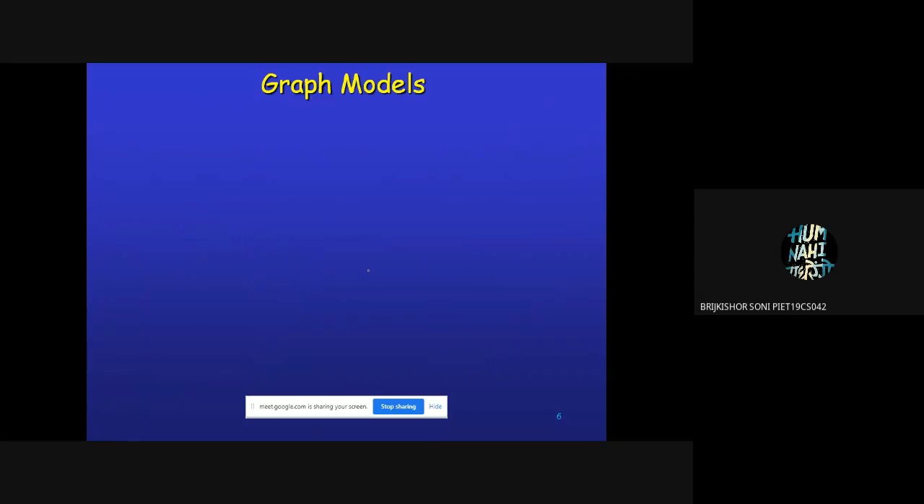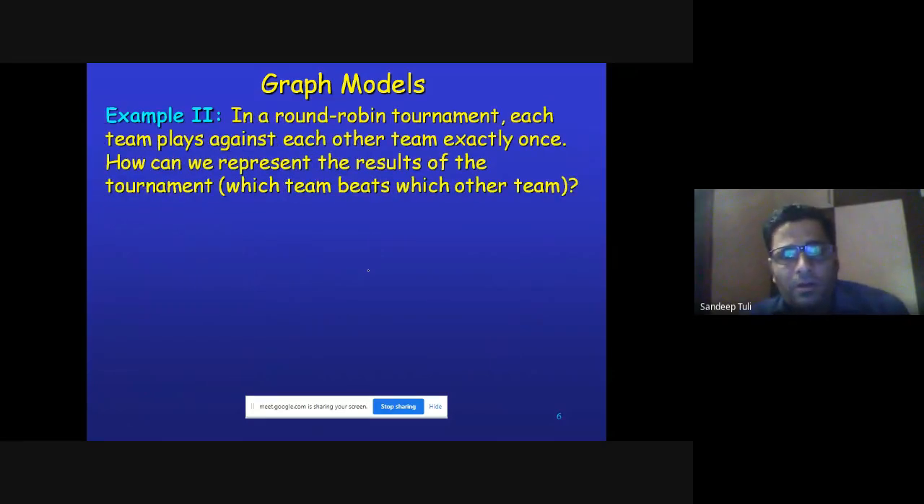Now in a round robin tournament, where each team plays against each other team exactly once, how can we represent the results of the tournament? It could be like the World Cup, in which not all the teams play against every team. Suppose there are 4 teams, so one team will fight the other three teams. Every team will fight the rest 3 teams.